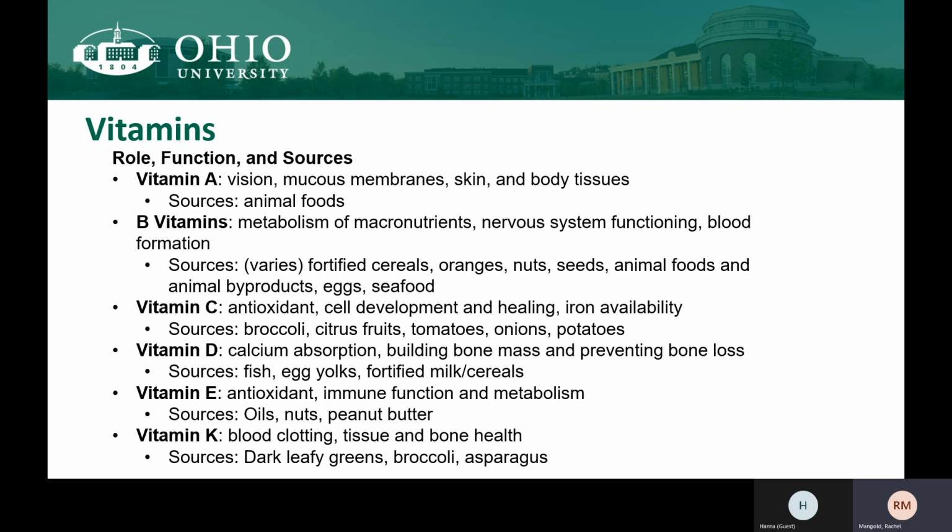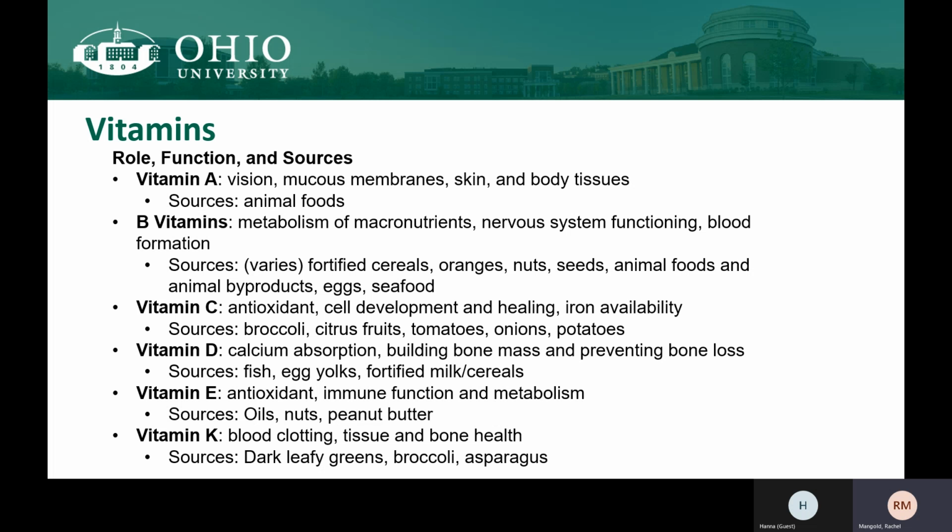So starting off with the vitamins before we get into minerals. And it looks like someone just jumped in. Welcome. If you have any questions at any time, feel free to drop a question in the chat or just use the hand raising feature. So getting into vitamins here, we're going to talk about the role and function of each vitamin and some food sources where you can find them.